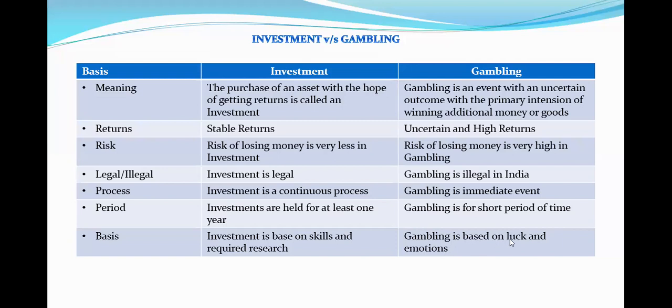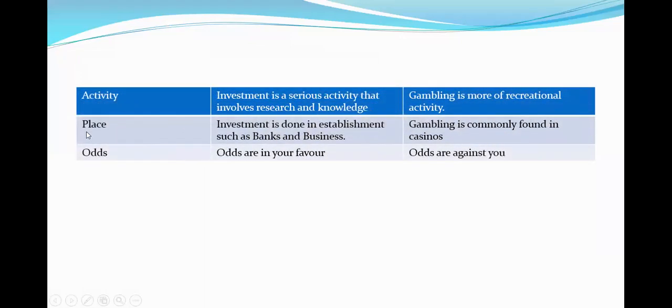And gambling is based on luck and emotions. Place: investment is done in establishments such as banks and businesses. Gambling is commonly found in casinos. Odds are in your favor, odds are against you.